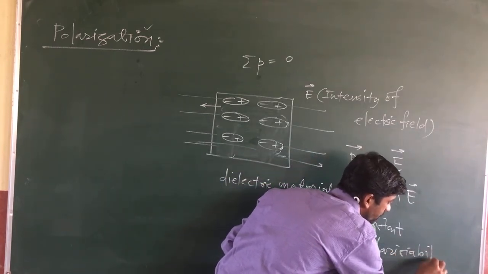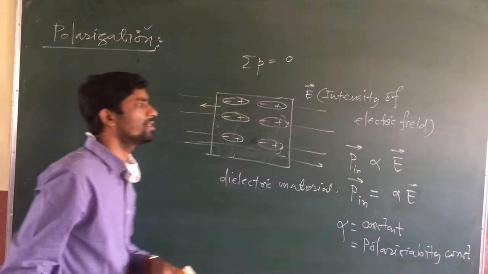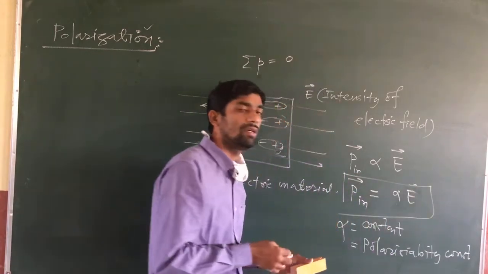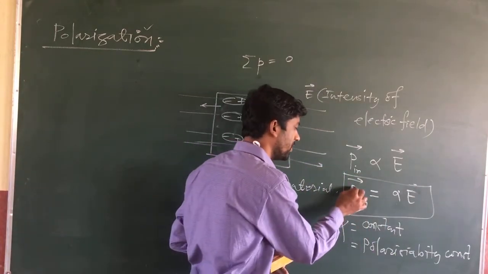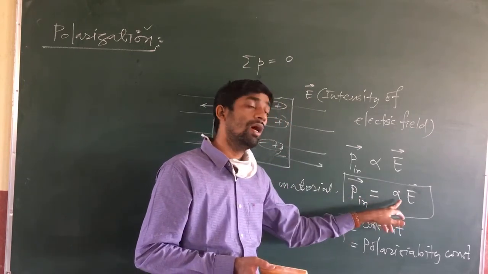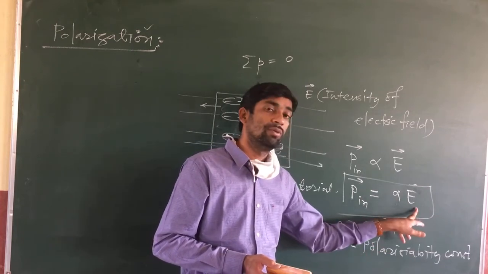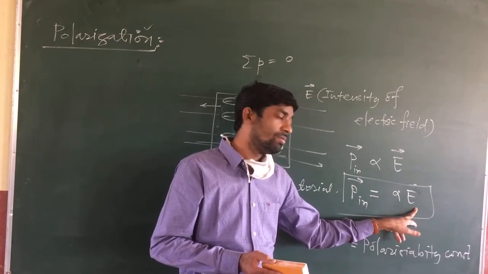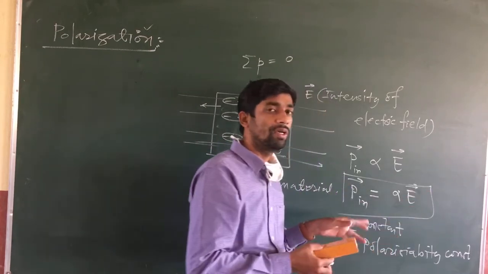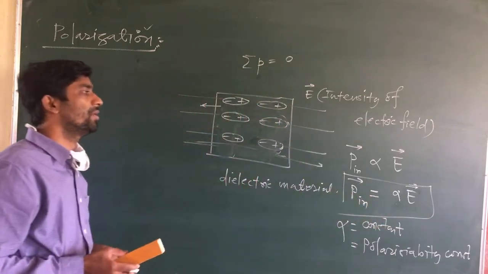Polarizability constant. This is about your polarization. The induced dipole moment, this is your small p, not capital P, is equal to alpha, the polarizability constant, times the intensity of the electric field. The electric field and the induced dipole moment are both in the same direction.